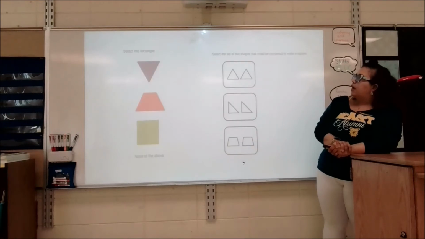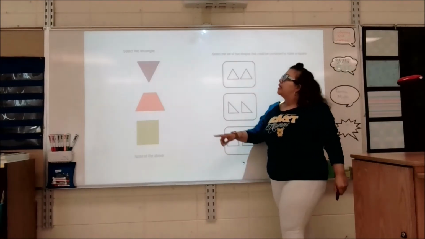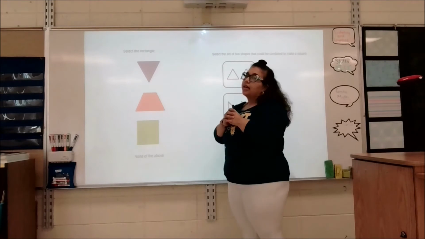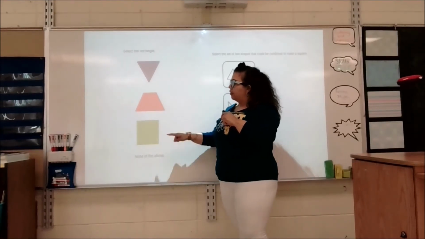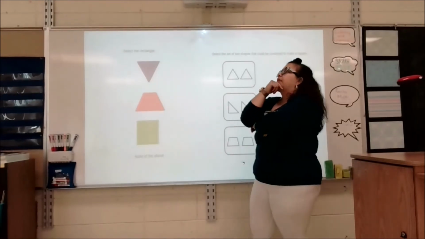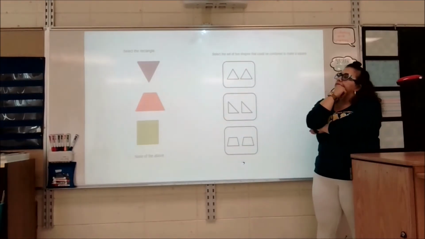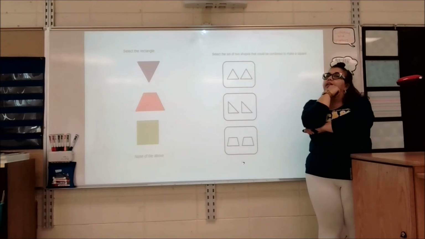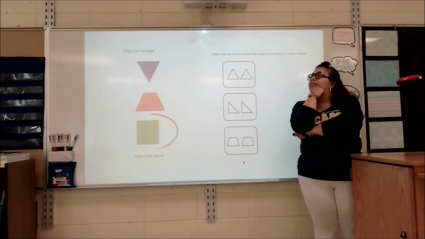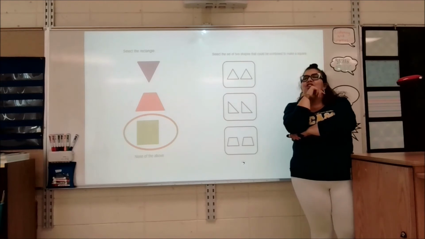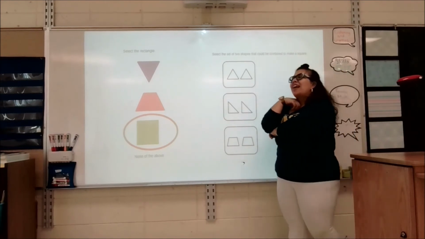Let's see if we got a little bit more. All right. This one's tricky. Select the rectangle. Is it purple, red, green, or none of the above? Which one is technically a rectangle? Ding, ding, ding. And I know I got some of you. I'm like, but no, that's a square.